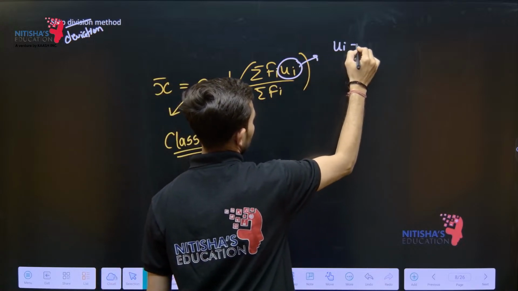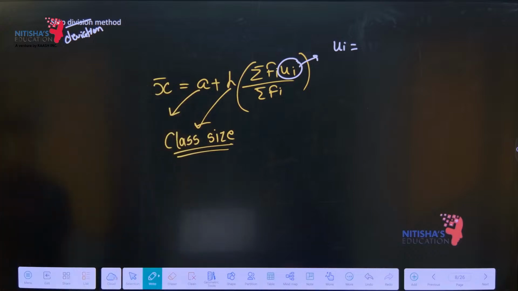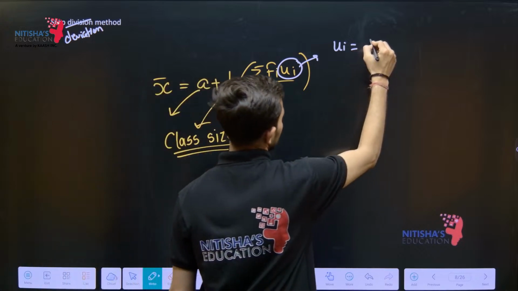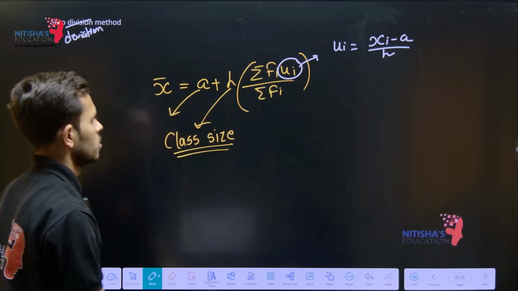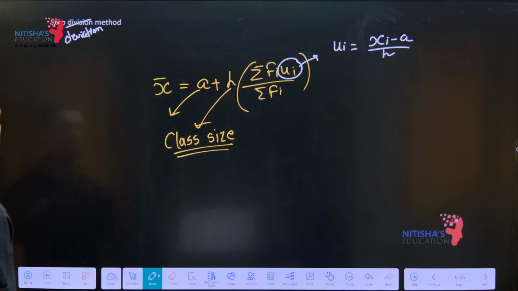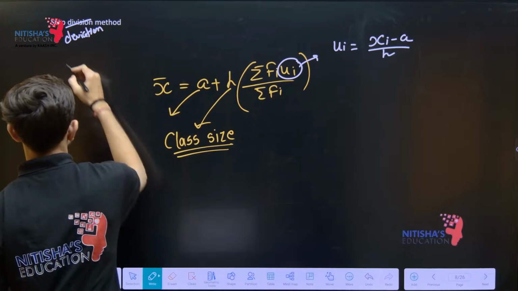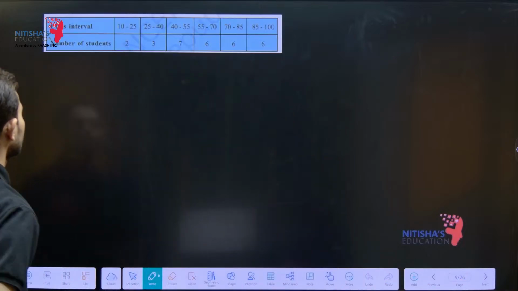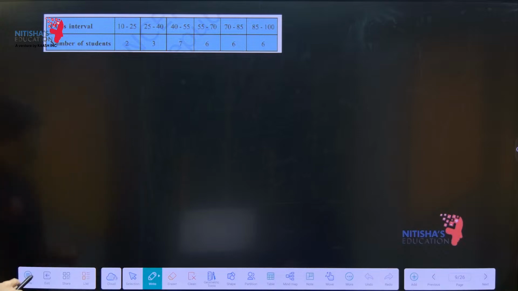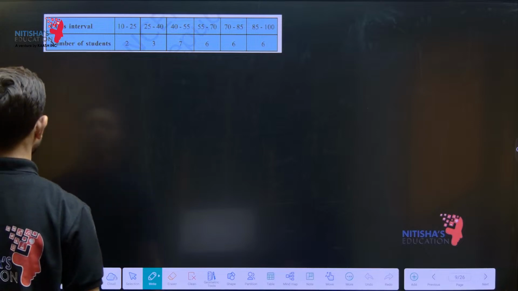Now how will we get the value of ui? So ui is given by xi minus a upon h, right? So this is the equation to find the mean by the step deviation method. Let's take one example of it. So we have this observation, and we want to find the mean by the step deviation method.